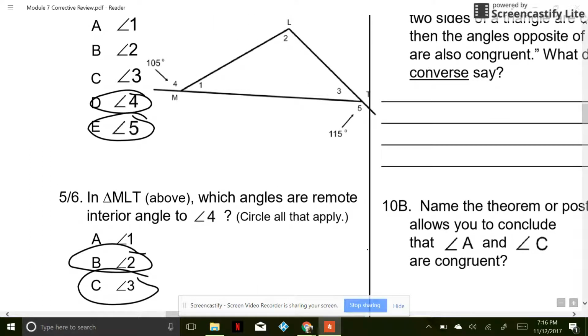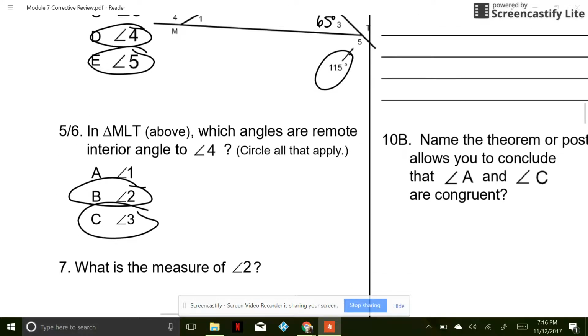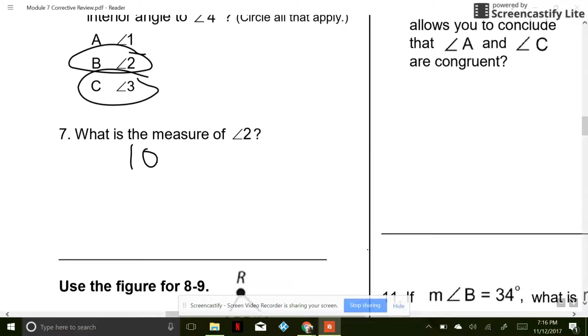What's the measure of angle 2? Well, there's a couple different ways we could do this. If we want to solve this using the exterior angle theorem, what we'll need to do here is notice that angle 3 and angle 5 are supplementary. Because they are a linear pair, we take 180 minus 115, that tells us that angle 3 is 65 degrees.